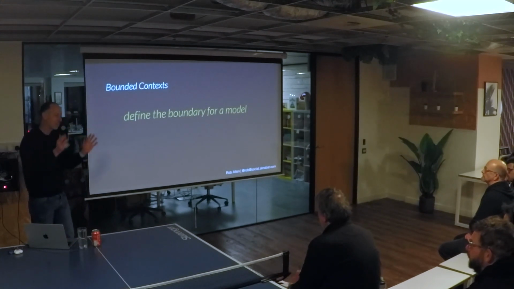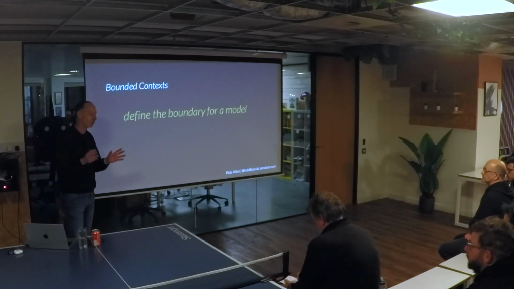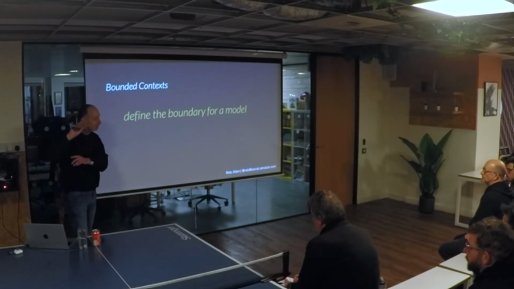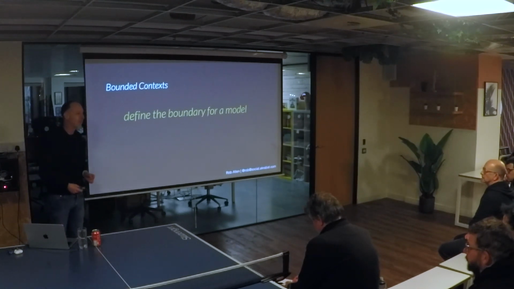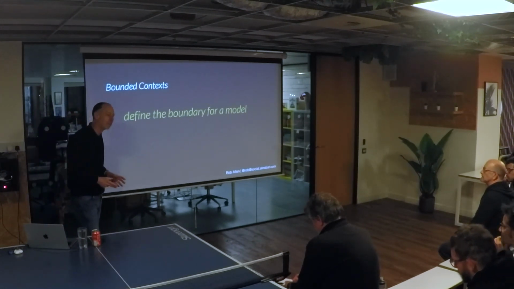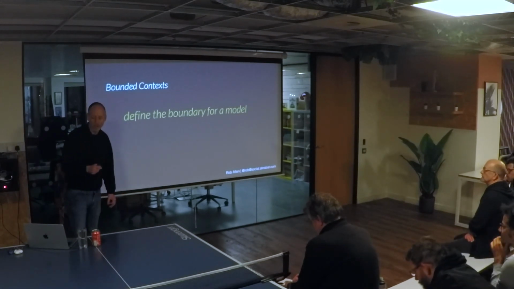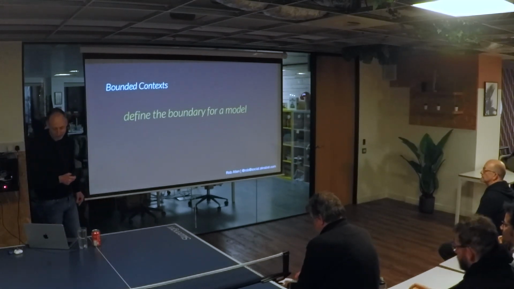Within our box, we are in control. We own the terminology. We know what the meaning of the word customer is in the context of purchasing the insurance. Don't care what you call it in the context of claiming. In my bit, I know what the words mean. So we are divided and conquering. That's what bounding contexts are. Fantastic idea.